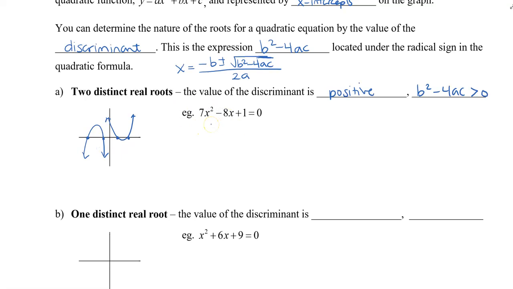So let's take a look at the example. This is my a value, my 7. My negative 8 is my b, and my positive 1 is my c. So when I calculate this, I'm going to get negative 8 all squared minus 4 times 7 times 1. So I get 64 minus 28, and that gives me 36. So the number underneath the radical is going to be root 36. So I'm going to be adding or subtracting 6, which means that I will get 2 different answers.